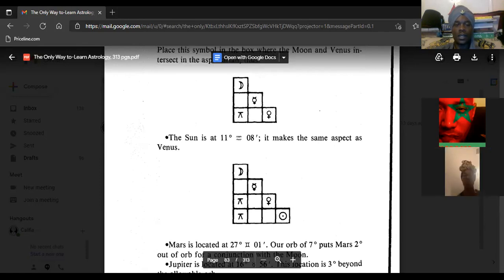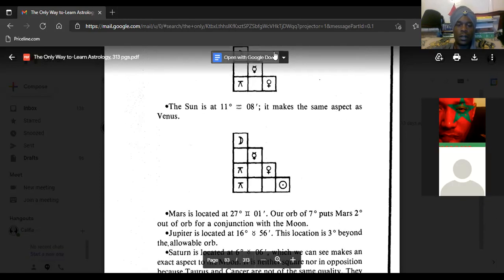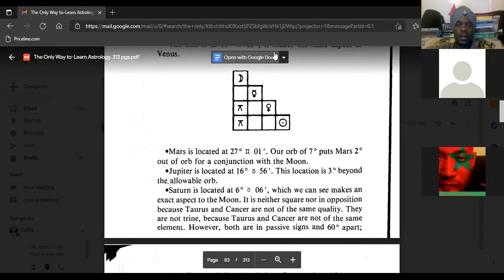Which is the sun at 11 degrees, 8 seconds. It makes the same aspect as Venus. And another schematic, which is explaining Mars is located at 27 degrees, I believe Cancer.